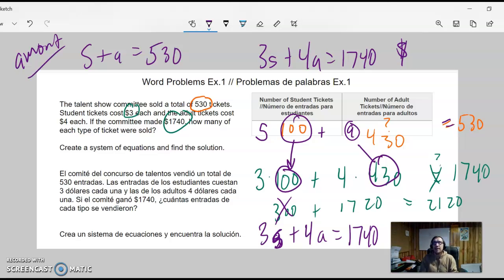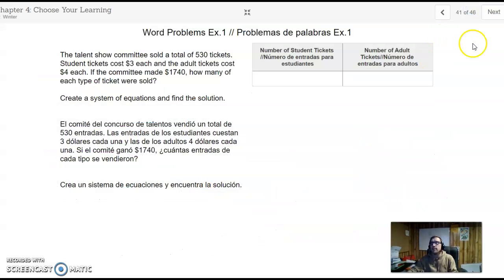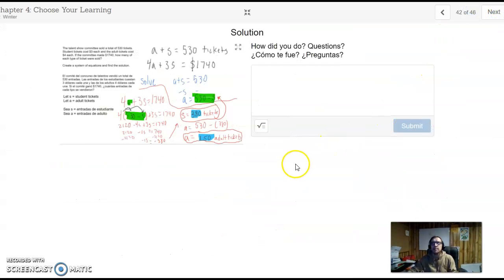All right? Then go ahead and solve these using substitution. I would say subtract S from both sides, and you could have A equals 530 minus S. And now it's that next skill of solving with substitution. So if you look at the next slide right here, we walk through that process.